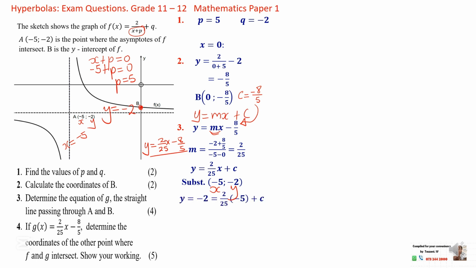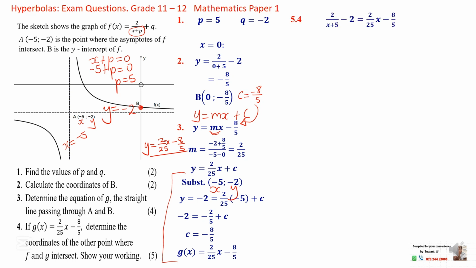So if we do that substitution, putting minus 2 in place of y and minus 5 in place of x, that allows us to calculate the value of c and then conclude that the equation of g of x is equal to 2 over 25 x minus 8 over 5. But in this question, because the value of c is given, we can write our answer straight away and skip this working out.